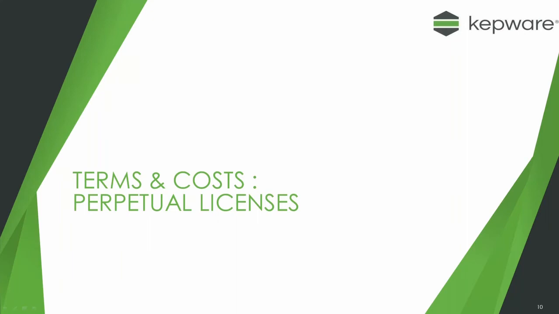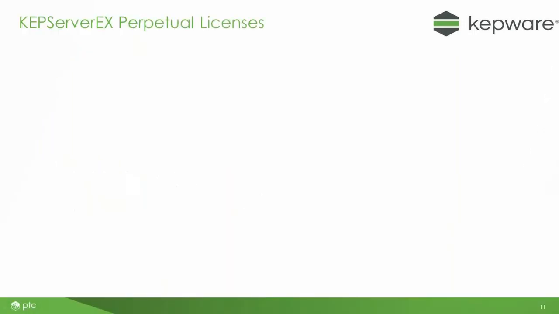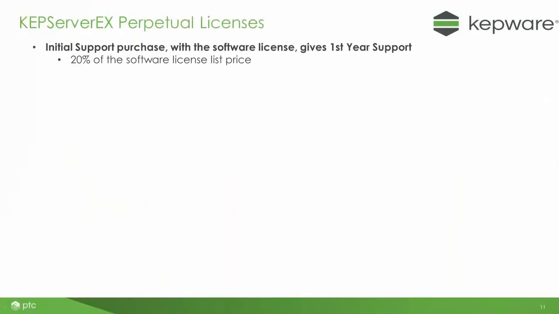So how does this work in practice with regards to the perpetual licenses? Now, perpetual licenses are licenses which you purchase outright. And as I mentioned before, when you purchase it, you get the first year's support with it. That's 20% of the software cost. So that's mandatory for the first year.